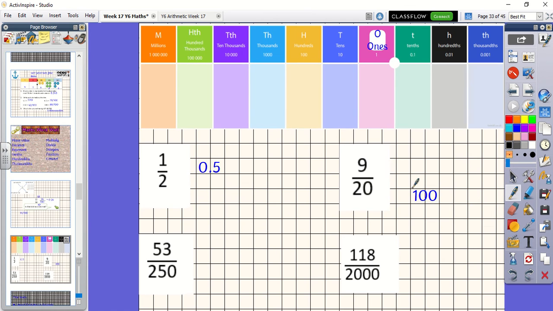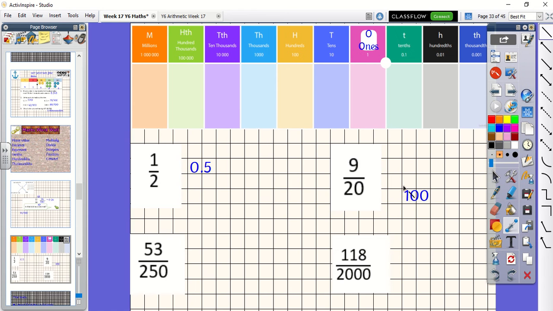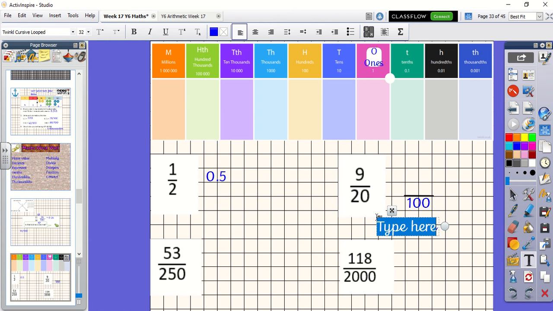Now, I'm choosing 100, not 10, because it's easier to go from 20 to 100 instead of going from 20 to 10. Okay, so we multiply 20 by 5 to get to 100. So again, whatever you do to the bottom, you do to the top. So 9 times 5, and that is 45. So the fraction is 45 out of 100.